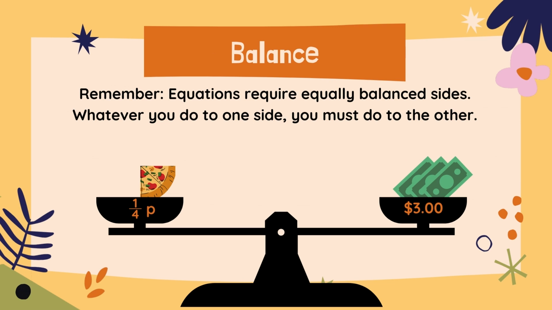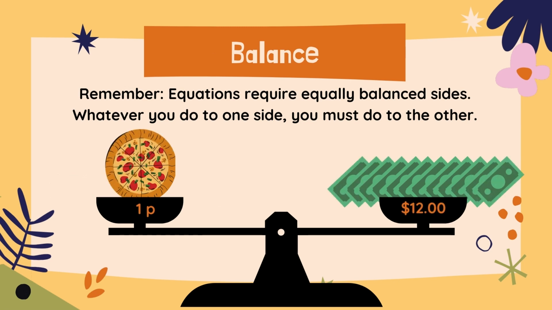Let's say you have a quarter of a pizza, and it costs you $3. But you want to know how much a whole pizza would cost. Well, if you multiply that quarter of a pizza, or 1/4 of a pizza, times 4, that will give you one whole pizza. So whatever you do to one side, you'll need to do to the other side, so multiply the $3 by 4 also. Now we still have a balanced equation. One whole pizza equals $12, because $3 times 4 is 12.